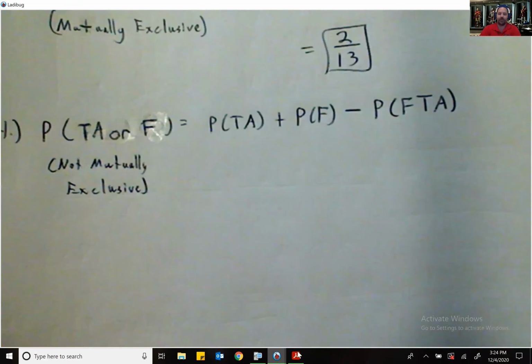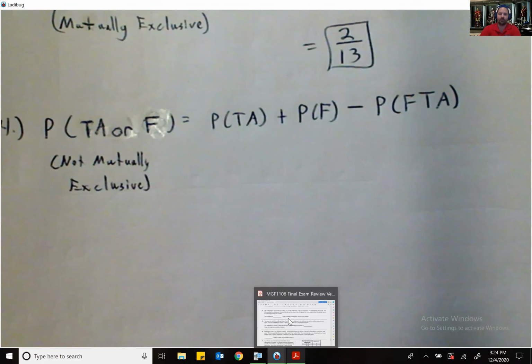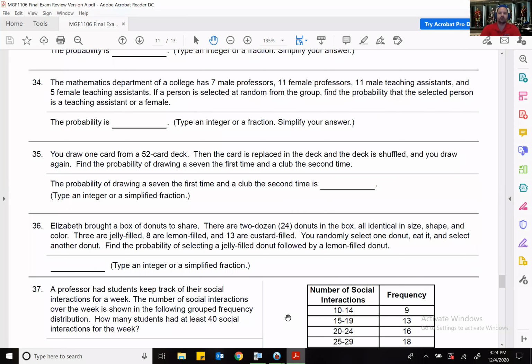All right, so let's jump back. Let's find the probability of a teaching assistant. How many teaching assistants are there? 16. Out of how many people total? 34. How'd you get the 34? I added the 7 male professors, female professors, and both the assistants. Perfect. And the 16 came from taking the teaching assistants and adding those up. 11 plus 5 is 16.